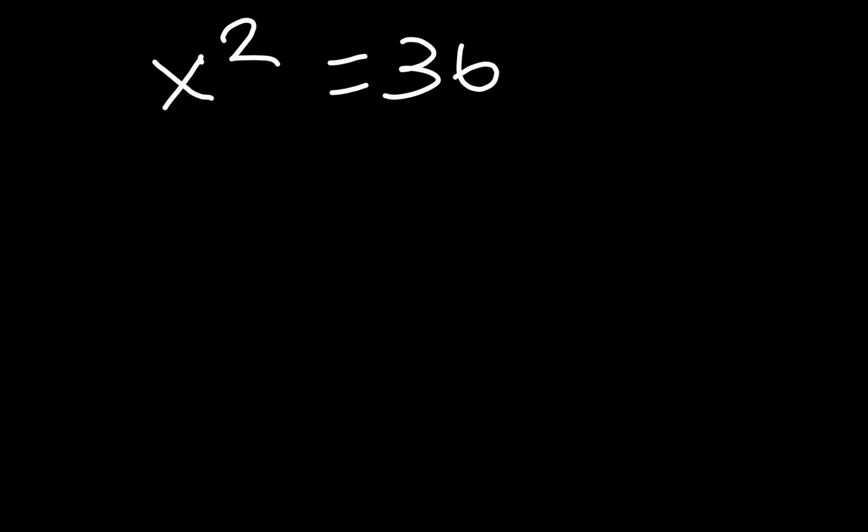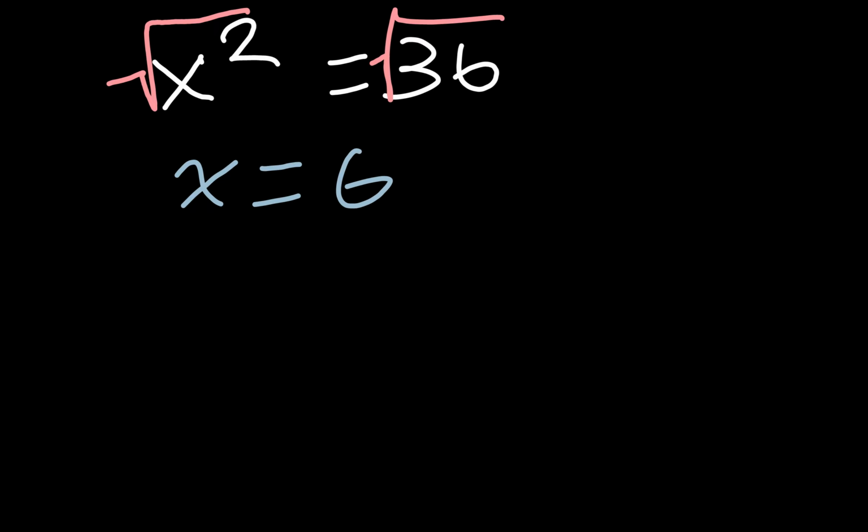In this section, you will learn how to take the square root. Starting with a simple equation, we have x squared is equal to 36. So what you do is you take the square root of both of these sides, and you'll be left with x is equal to 6. But since you can have a negative or positive solution, you'll have plus or minus. So you can have x is equal to 6, x is equal to negative 6.